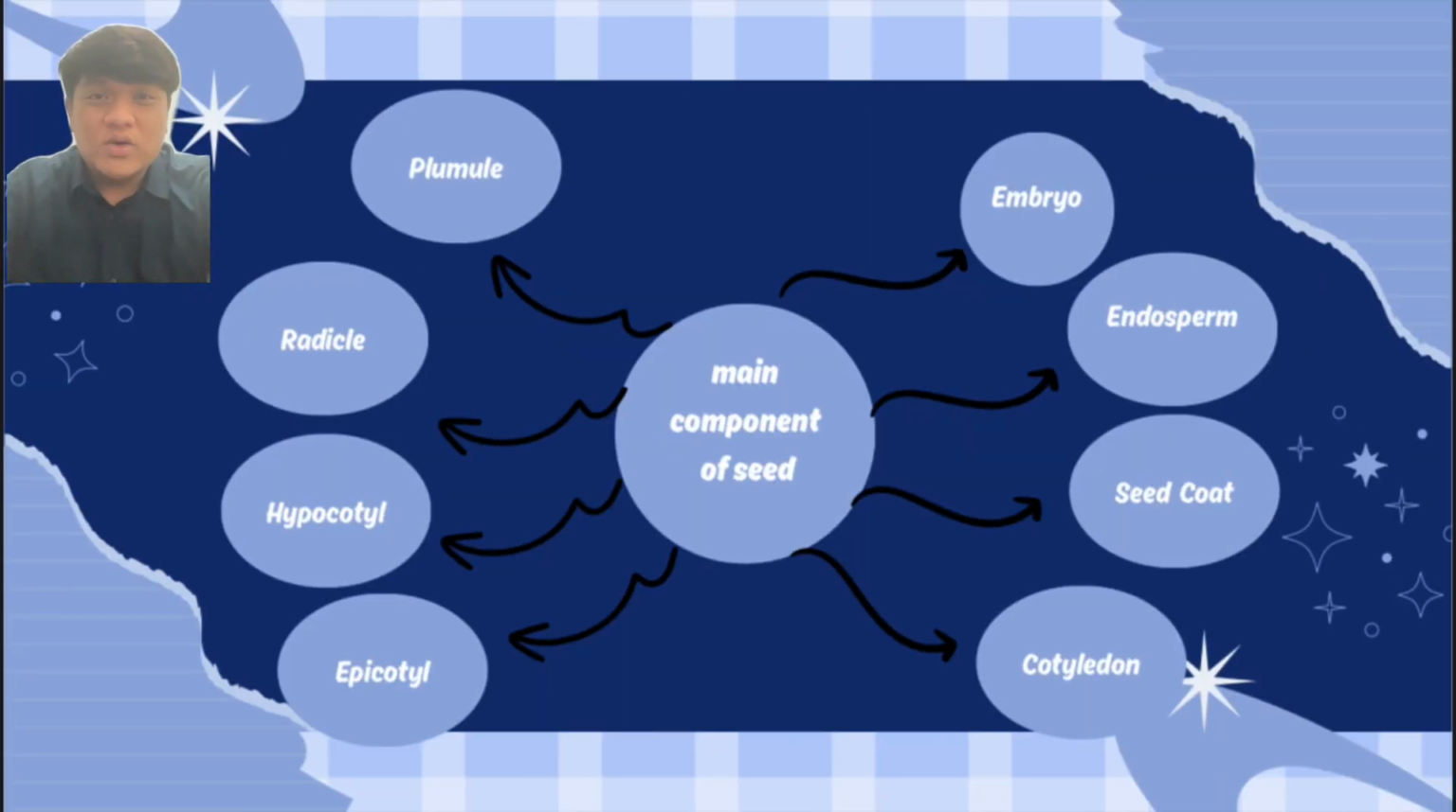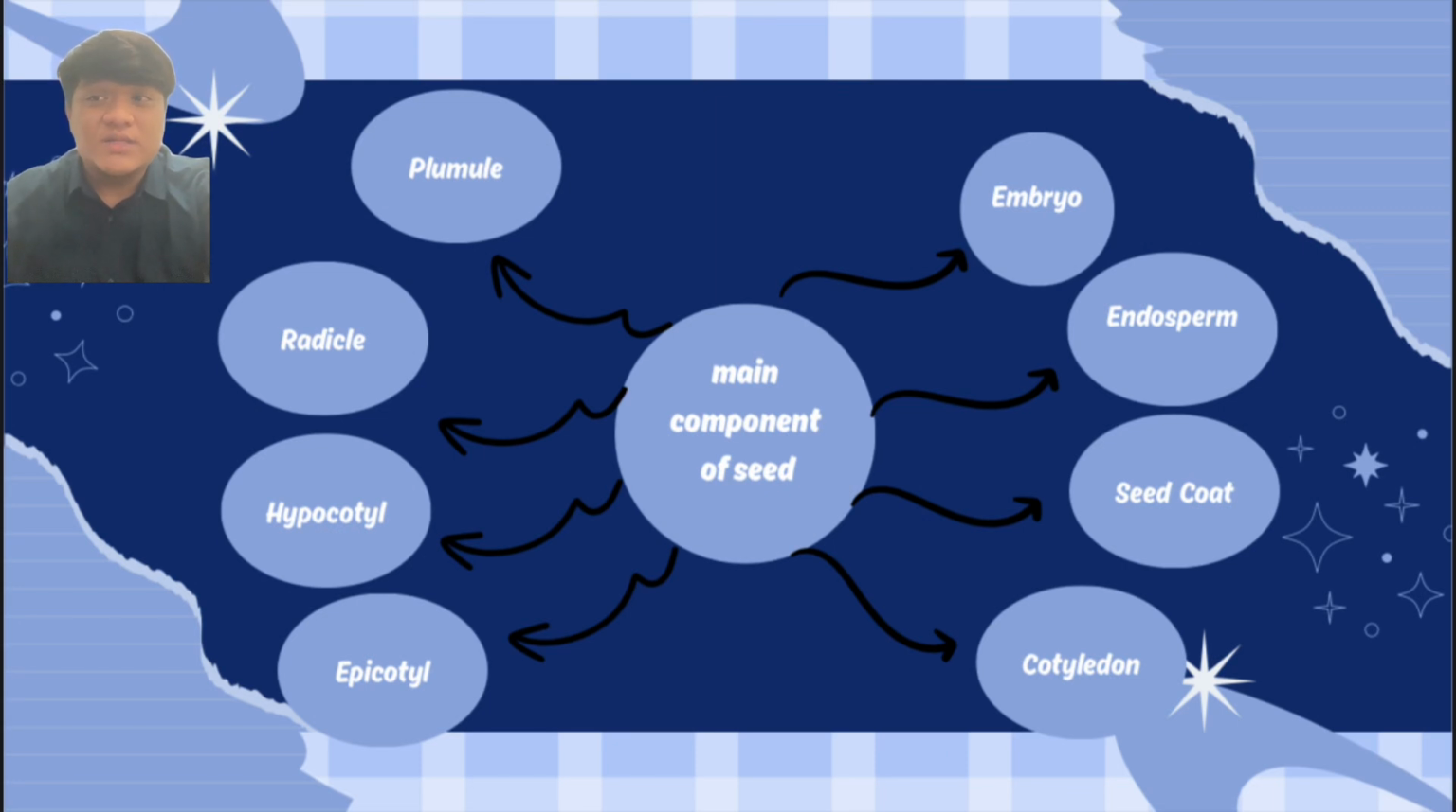Now, let's look inside a seed. A typical seed has three main components. Embryo, this is the young plant, complete with the future root, stem, and leaf. Next is endosperm, a built-in food supply that nourishes the embryo during germination. Third is the seed coat, a tough outer layer that protects the seed from damage and disease.